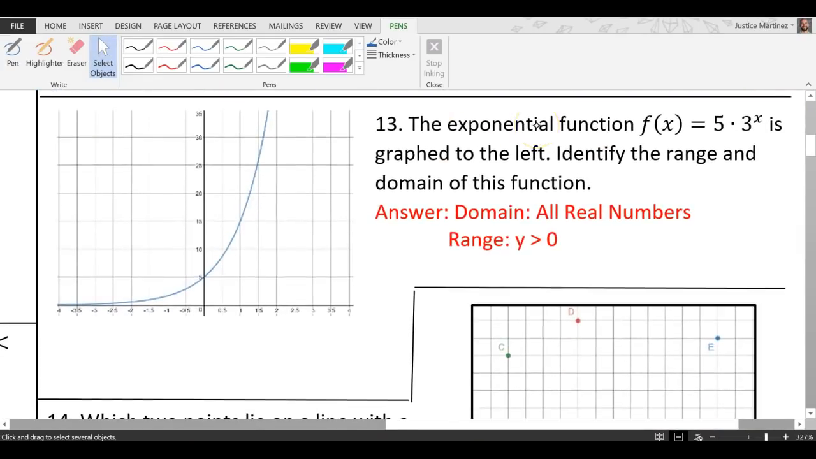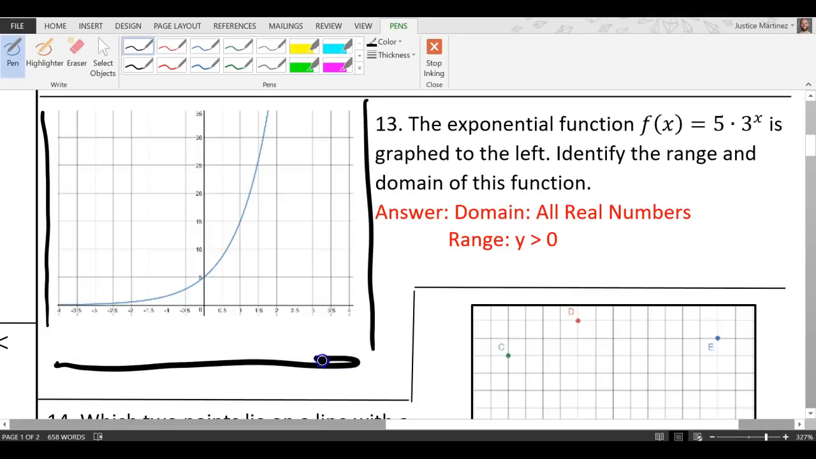The exponential function f of x is 5 times 3 to the x, graphed to the left. Identify the range and domain of this function. Well, range and domain are very simple. Domain indicates where it could be on x. There's no limit on which way, left or right, this function can go. It is all real numbers.